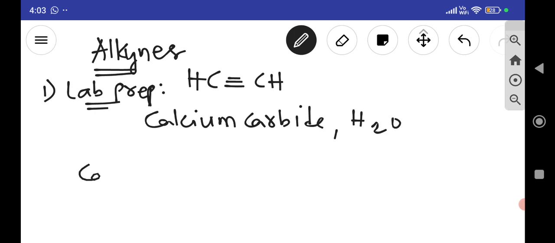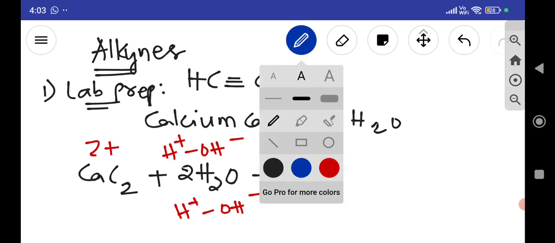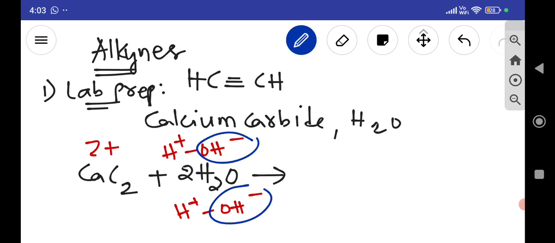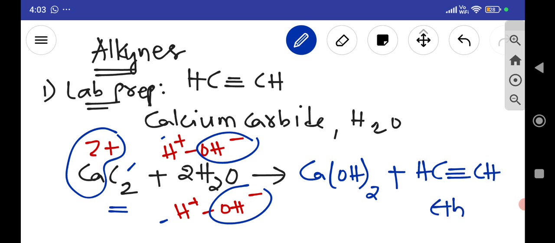If you are writing the formula, CaC2 is calcium carbide and 2 moles of water will give you... So you can also remember it like this. Can we write water as H plus and OH minus? Yes, 2H plus and 2OH minus, you write. Then Ca is 2 plus. So what is removed here? OH minus and Ca2 plus will form Ca(OH)2. Plus what is the other thing? C2 and H2. So C2 and H2 can be written like this, C triple bond C with H on the other side. So this is nothing but ethyne. Right, hope you have understood this.